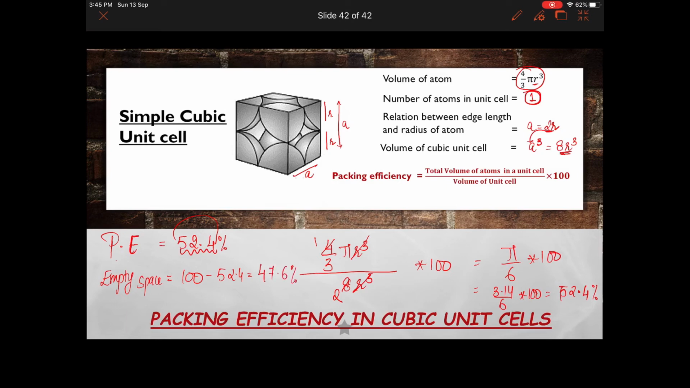This is the space which is filled, which is empty is 100 minus 52.4, and that is nothing but 47.6%. So you see almost 48% of the space in a simple cubic unit cell or in simple square close packing is empty space, which is a lot of space, correct? And that's why most of the elements, they do not want to go into square close packing. Why? Because the efficiency is very low.